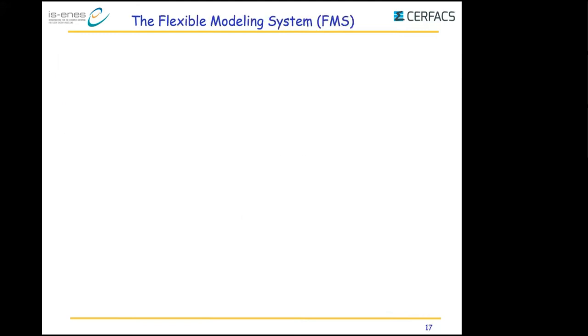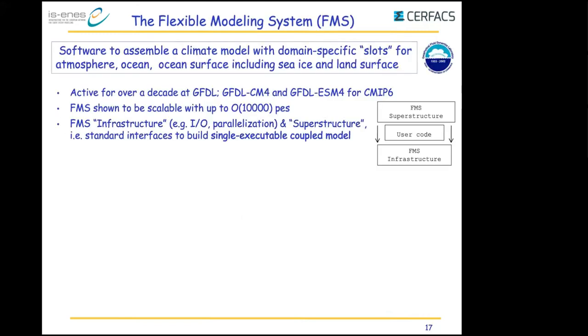Now for FMS. FMS has been developed at GFDL for more than a decade now. It's been used for CMIP6 again. It's been shown to be quite scalable. And as ESMF, it offers what they call an infrastructure and a superstructure. I think the ideas when ESMF started were really taken from FMS.